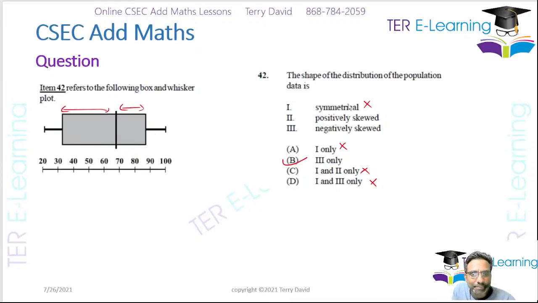Now this here is actually negatively skewed. And the reason why is because this distance here on the left is greater than on the right hand side. So the data is negatively skewed, right?